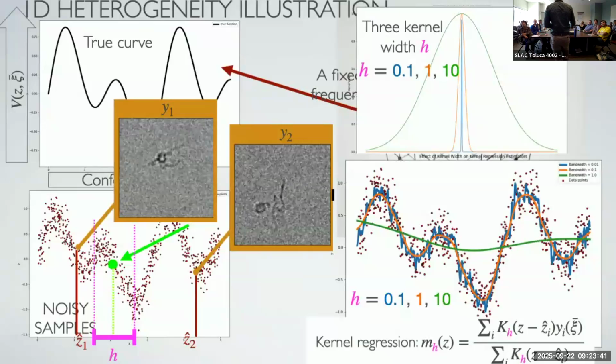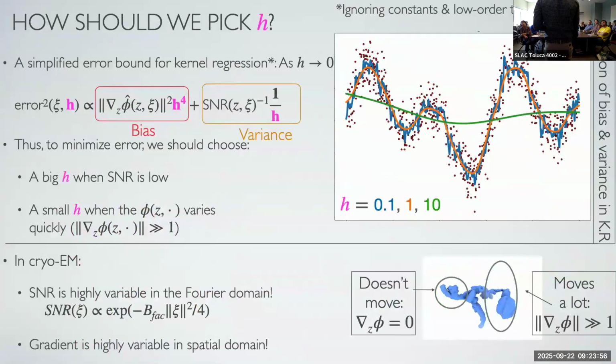If you've decided to use kernel regression, there's only really one thing that you need to decide, which is how big am I going to make the window? Should I make a tiny window or a gigantic window like this? To reason about how to pick the h, I'm going to turn to some of the known analysis of kernel regression, and basically it says two things. It says that if you want to minimize the error of your kernel regression estimate, you should take a big h when the SNR is low, or when the noise is very high.